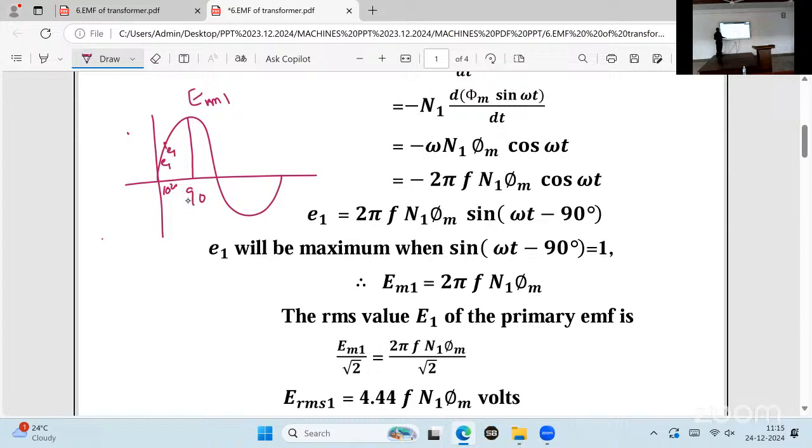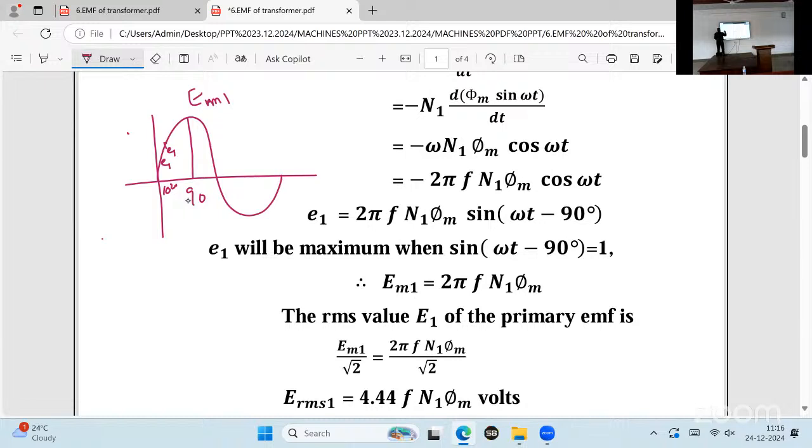This is called E1. Every second E1 is generating. At 10 degrees E1, at 20 degrees E1. Every second this is the voltage generated. This is called instantaneous value. Every second this is the voltage generated in the primary winding.